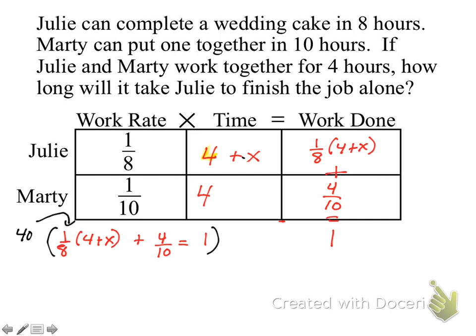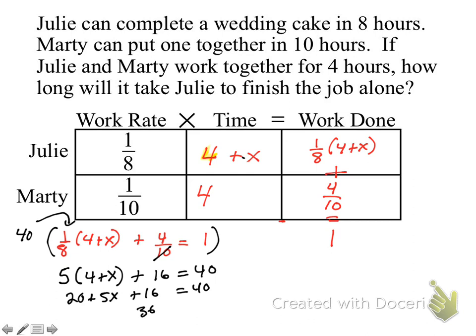And then we get here 5, and then we're left with 4 plus x, plus 4 times 4 is 16, equals 40. So then we end up with 20 plus 5x plus 16 equals 40. And this makes 36.